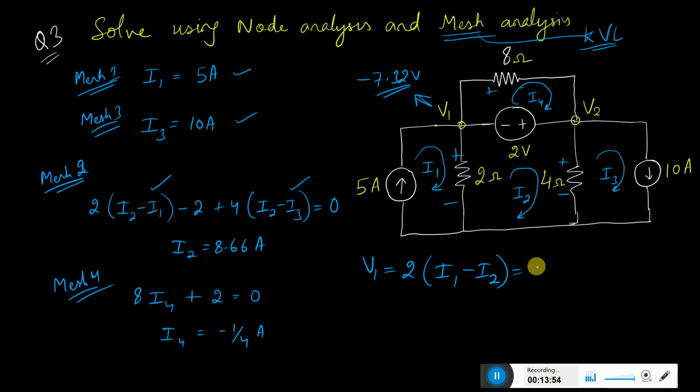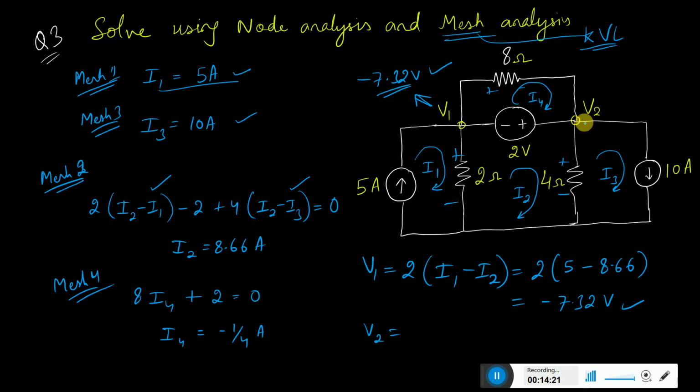So let me check here. 2 times the value of I1, which is 5, minus I2, which is 8.66. If I solve this, I get the value of V1 as minus 7.32 volts. So these two match, and like that we can find the value of V2.